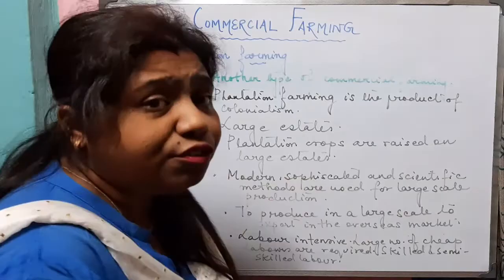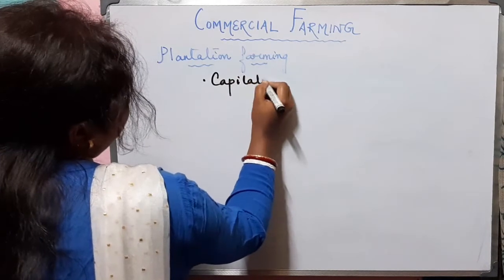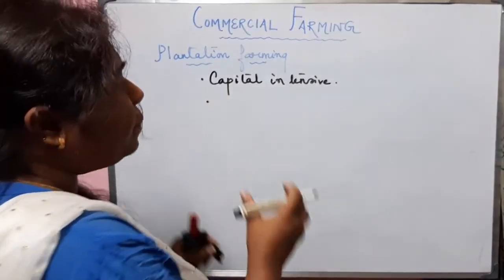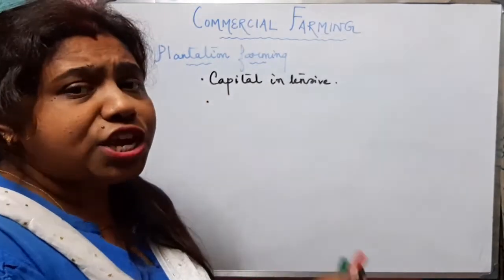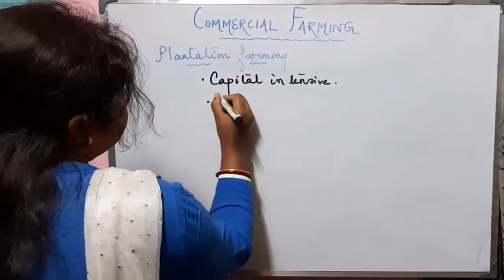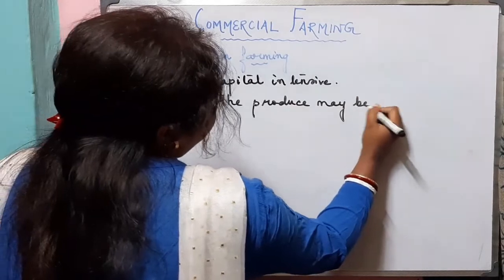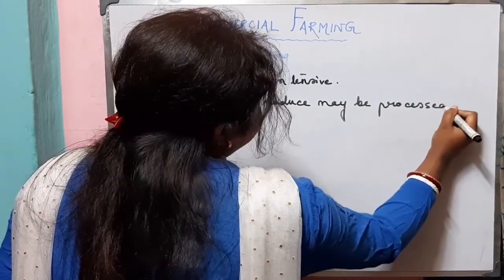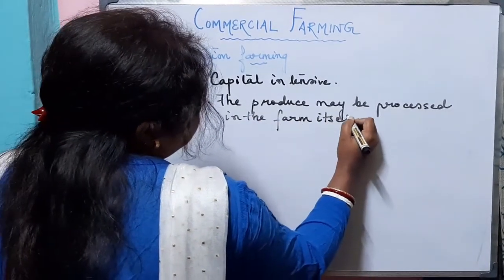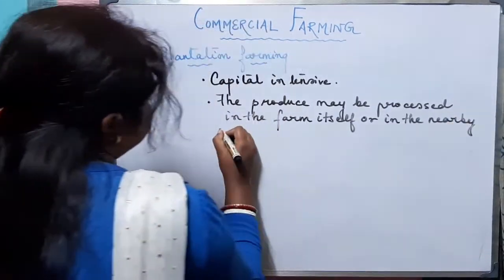Now let us move ahead with the other features of plantation farming. Now this type of farming also needs huge capital. So we can say it is capital intensive because huge capital is required for buying the machines, paying the wages of the labor, and for processing the materials. So it needs huge capital. The produce may be processed in the farm itself or in the nearby factories.